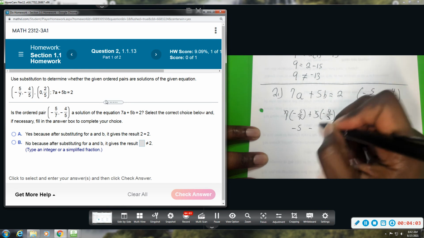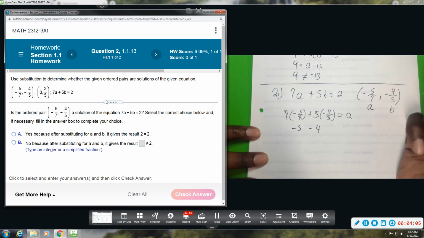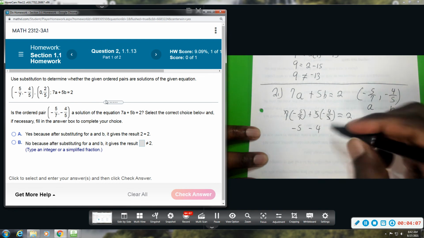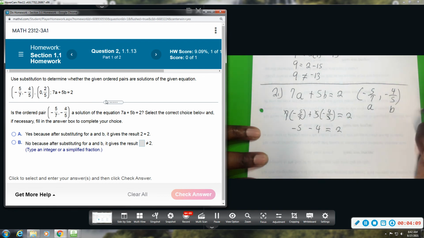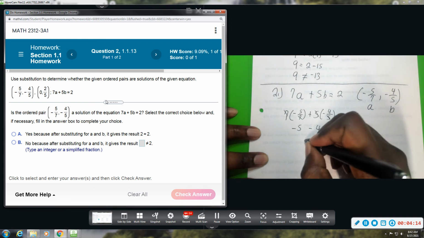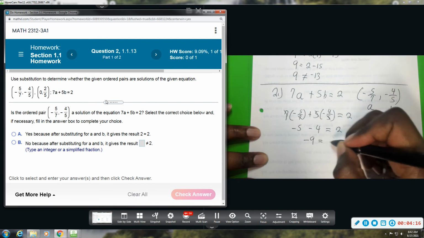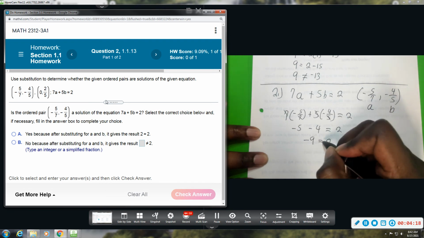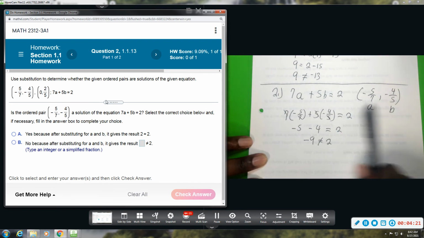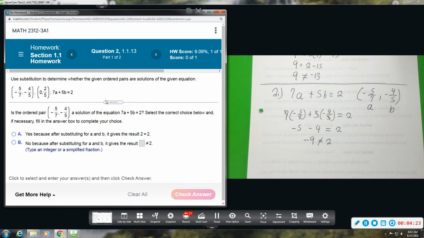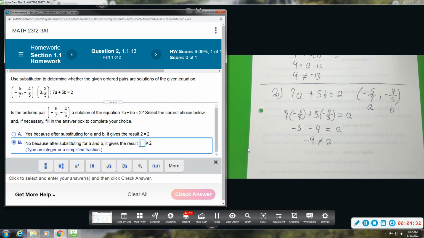I could put plus a negative 4, or you can just write minus 4. It's better just to write the minus 4. And then this equals 2. When we combine like terms, negative 5 minus 4 gives us a negative 9 equals 2. These two are not equal. So this first ordered pair is not a solution. So we're going to say no, because after substituting A and B, it gives the result of negative 9, and that is not equal to 2.